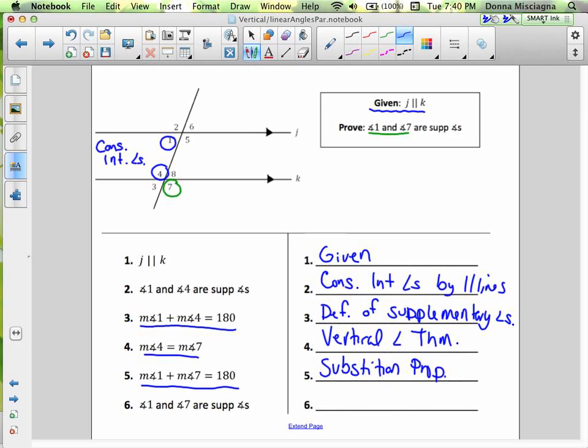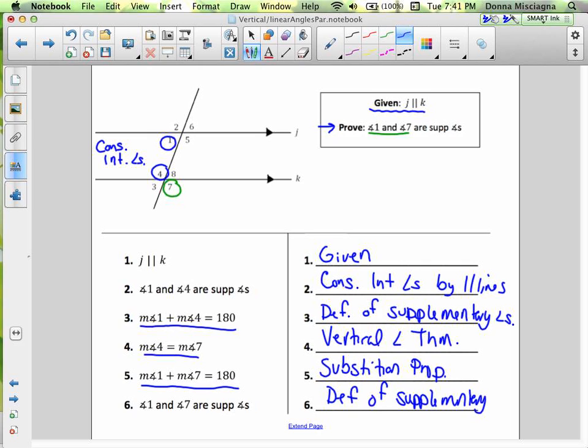Now that we know that the two angles add to 180, we know they have to be supplementary. Our last statement has to match what we have right there by "prove." So now that we've said the measure of angle 1 plus the measure of angle 7 equals 180, we know they have to be supplementary angles, because that's the definition of supplementary angles.